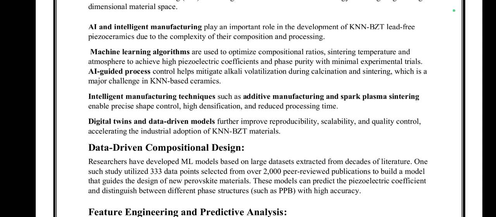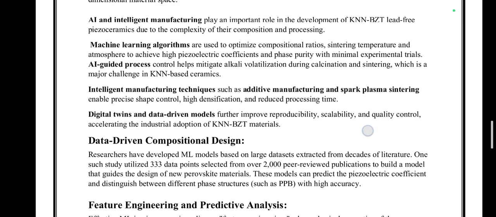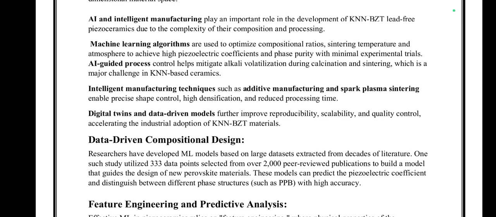Machine learning algorithms are used to optimize compositional ratios, sintering temperature, and atmosphere to achieve high piezoelectric coefficients and phase purity with minimal experimental trials. AI guided process control helps mitigate alkali volatilization during calcination and sintering, which is a major challenge in KNN based ceramics. Intelligent manufacturing techniques such as additive manufacturing and spark plasma sintering enable precise shape control, high densification, and reduced processing time. Digital twins and data driven models further improve reproducibility, scalability, and quality control, accelerating the industrial adoption of KNN-BCT materials.